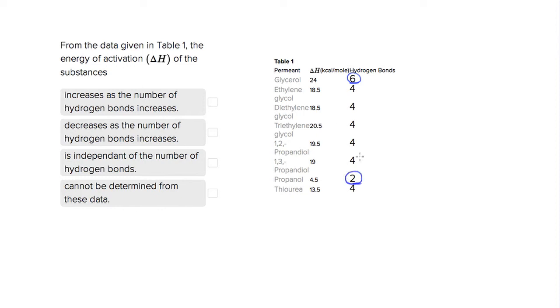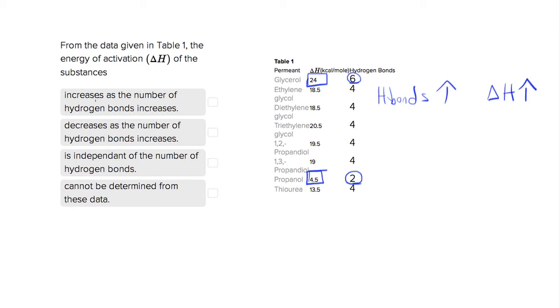So when we have a 6, our delta H is 24, and normally it hovers around 20, a little give or take. And when we have 2 hydrogen bonds, it spikes down to a 4.5. So it's probably safe to assume that as the number of hydrogen bonds goes up, so H bonds up, delta H also goes up. So we want to find an answer choice that reflects this.